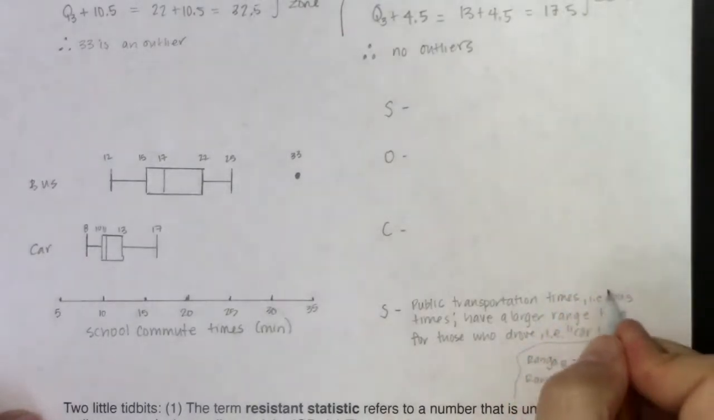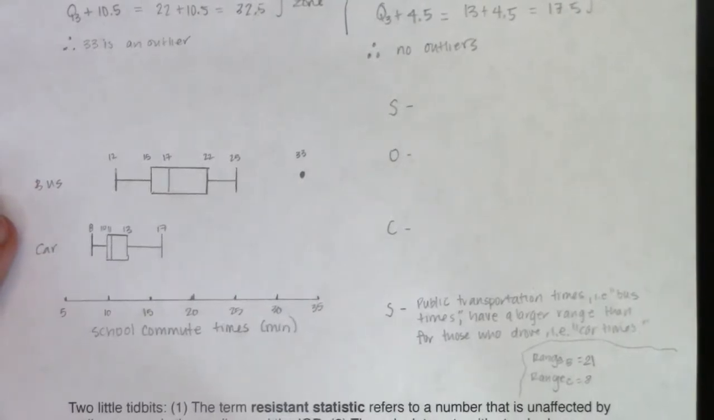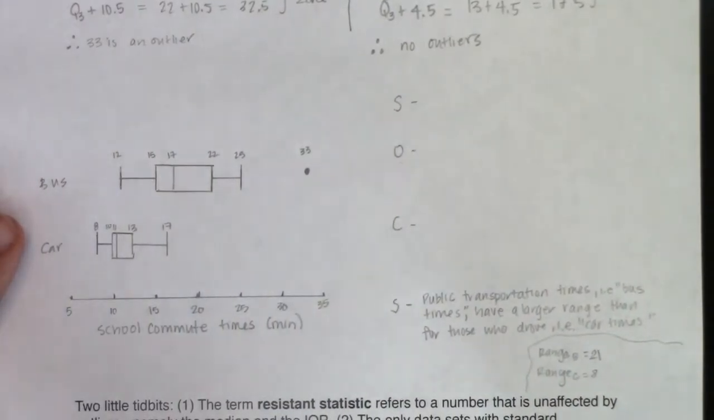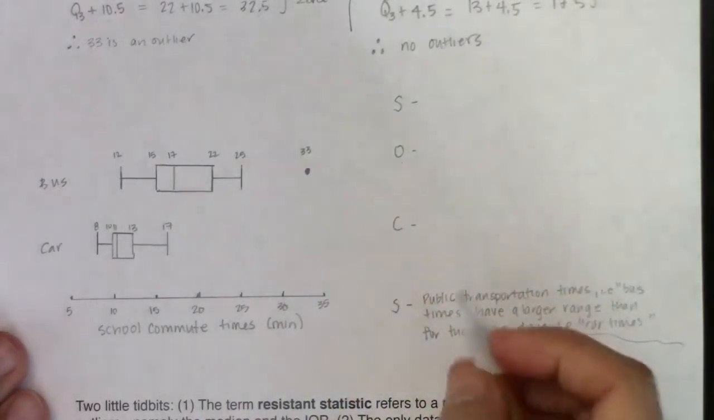Because if you wrote bus times have a larger range than car times, that's great. If you wrote public transportation times have a larger range than for those who drove, great. If you wrote commute times for those taking the bus is larger than the commute times for those who drove, great. I don't want you to think there's only one answer to these problems, but I do want us to put proper sentences together. All right, so again, you also could have done it the other way. You could have said the range for the car commute times is less than the range for the bus commute times. That would have been acceptable as well. All right, so there is us writing up our complete sentence for the S here, or the second S.